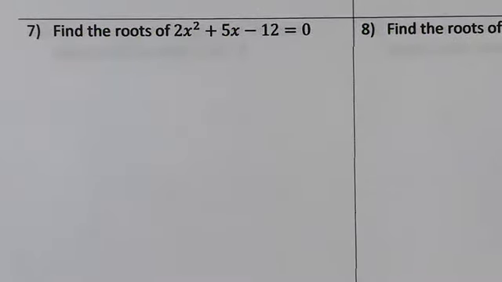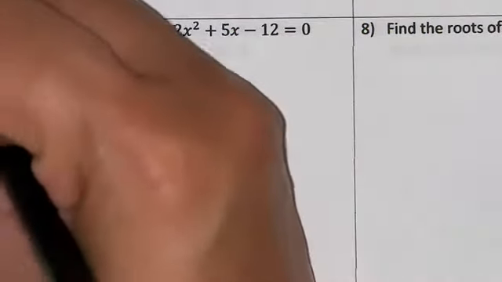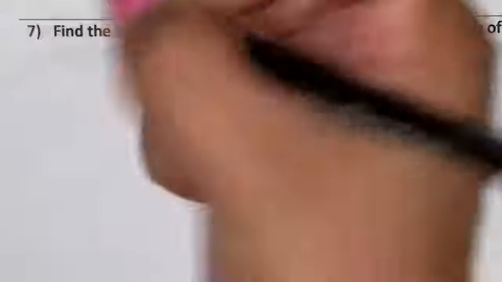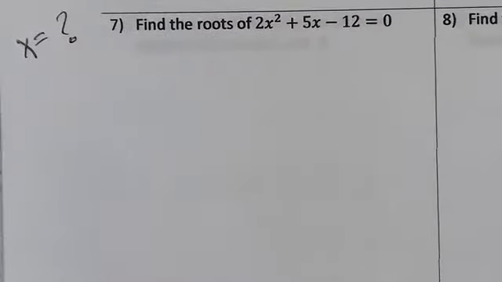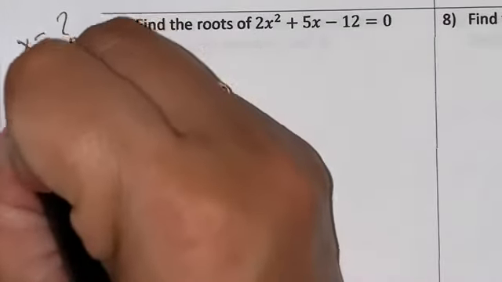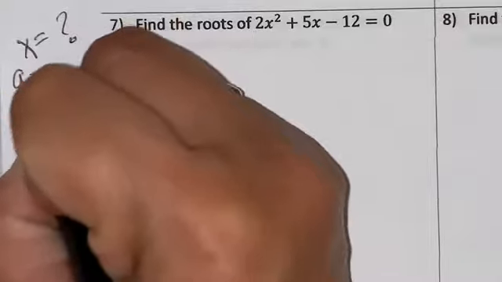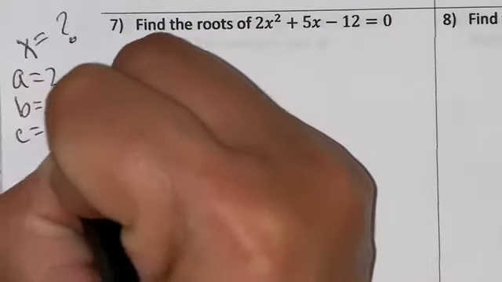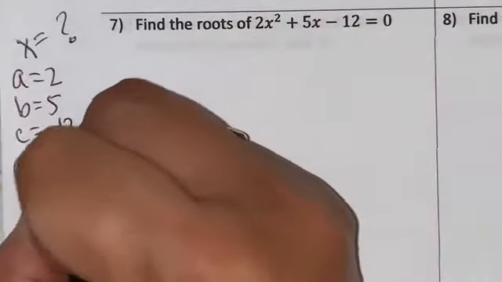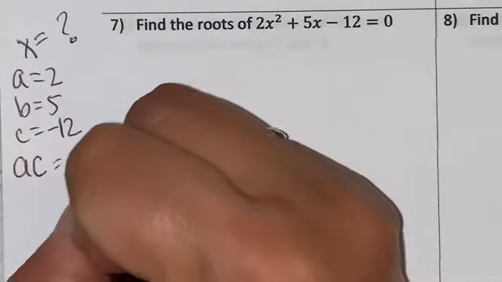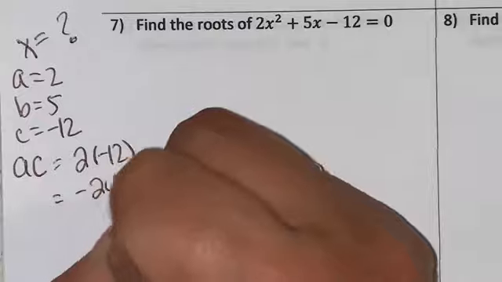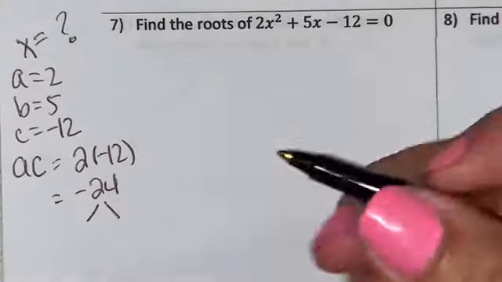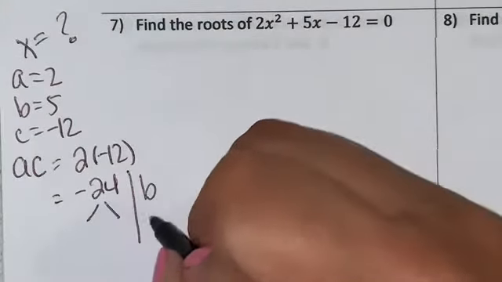This says to find the roots. To find the roots, you're saying that x is going to equal some number. So we're looking for what x equals. Let's start with the AC method. We know a equals 2, b equals 5, c equals negative 12. So AC equals 2 times negative 12 equals negative 24. And then we need to build the b, which is 5.